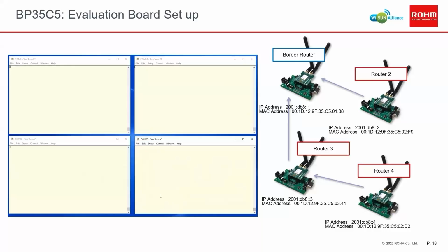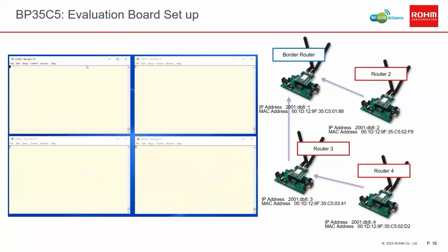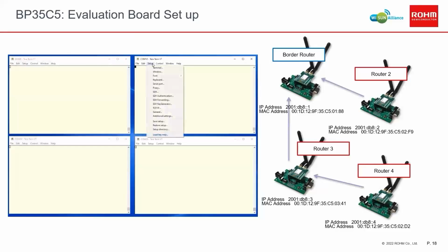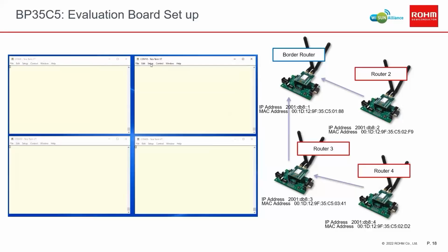Next, we will configure the port. Select Settings, Terminal. Select CR and CR for the line codes, then press OK. Now select Settings, Serial Port, then set the baud rate and data width, and press New Setting. Do this for border router, router 2, 3, and 4, and do not forget to make sure that local echo is unchecked on the terminal setup.